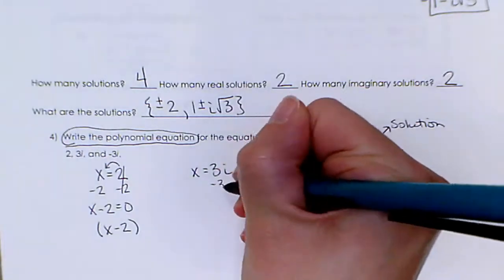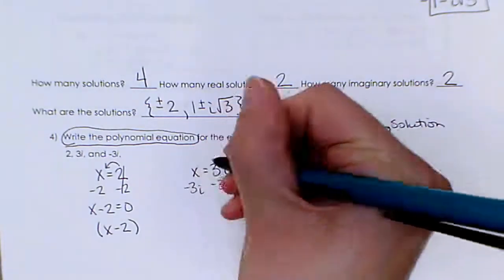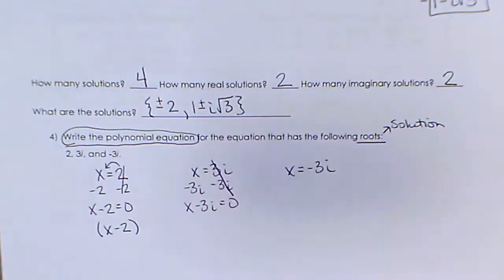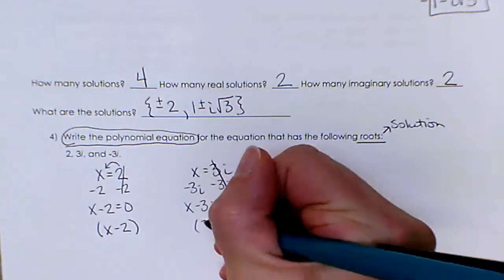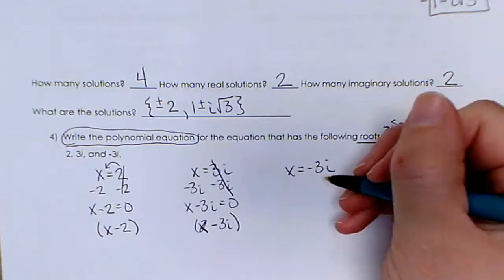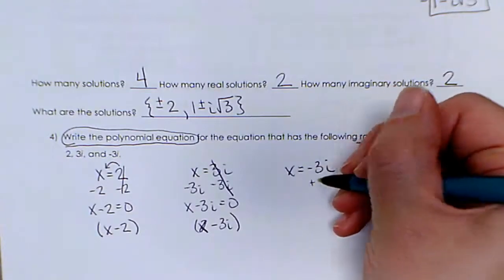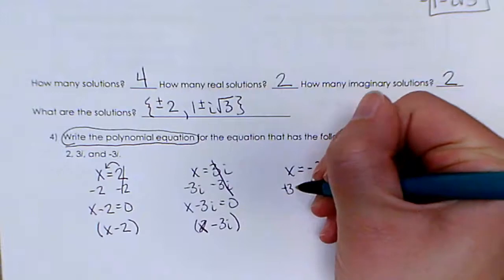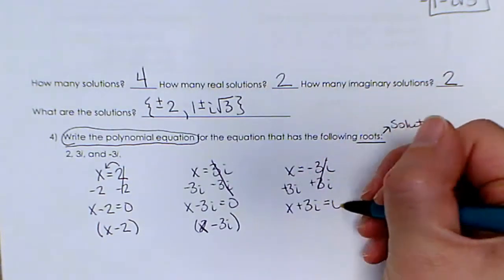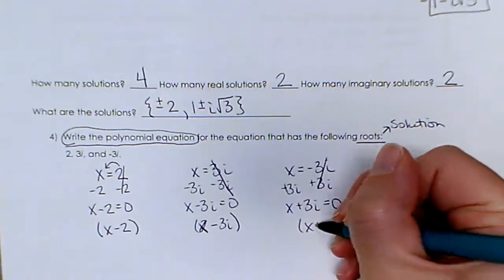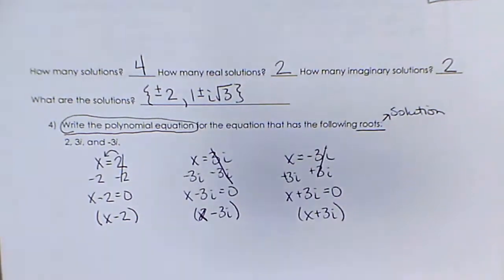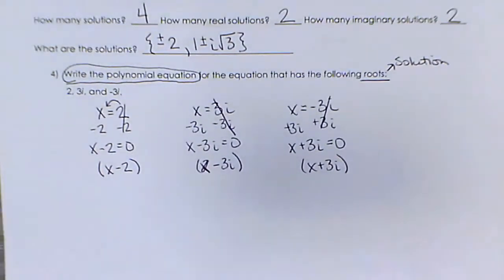Same thing here. I'm going to subtract 3i. I'm going to have x minus 3i equals 0. So x minus 3i is a factor. Same thing here. I have minus 3i, so I'm going to add 3i so that I can move it to the other side. I have x plus 3i equals 0. That means x plus 3i is a factor. So all 3 of these together are my factors.